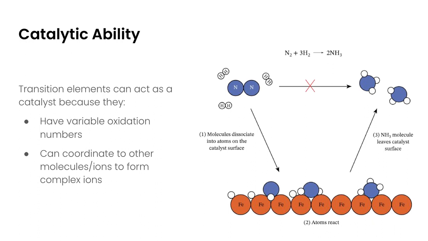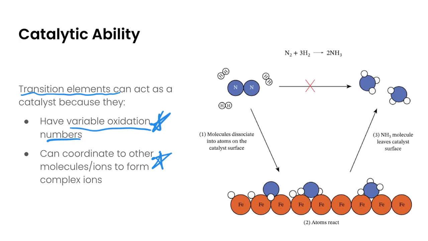Finally, the last thing we want to talk about with complex ions is that they can be very, very useful as catalysts in different reactions. The transition elements themselves can act as really good catalysts because, one, they have variable oxidation numbers, and two, they can form these complex ions. The formation of the complex ions is key here in terms of their catalytic ability.